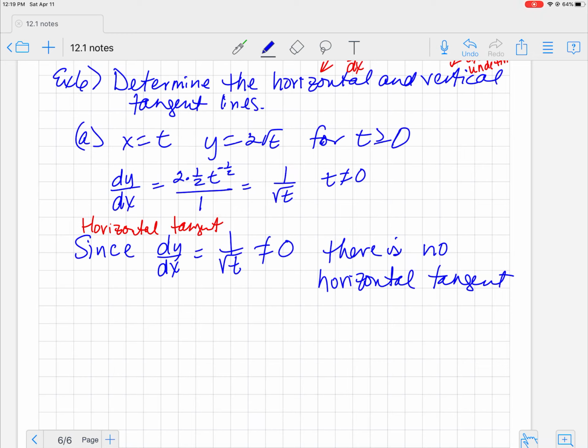Okay, let's do one more and rock the socks off this thing. I want to find the horizontal and vertical tangents. This is part B. X is equal to 4 cosine t. Y is equal to 16 sine t. And 0 is less than or equal to t, which is less than or equal to 12. All right? So let's do this thing.